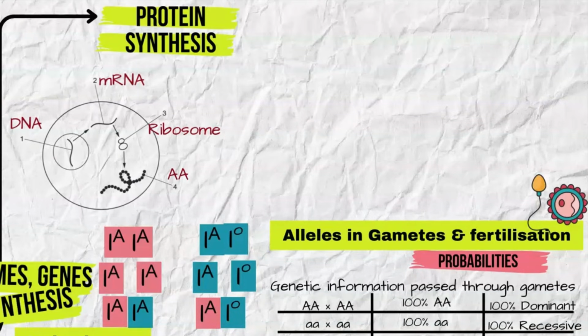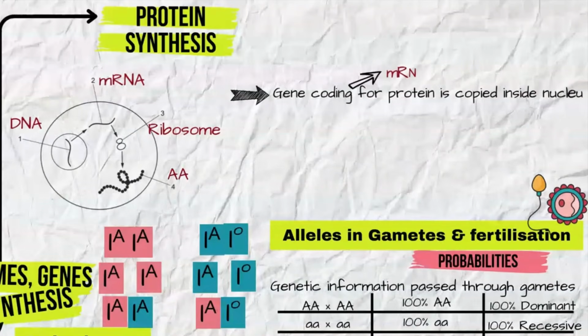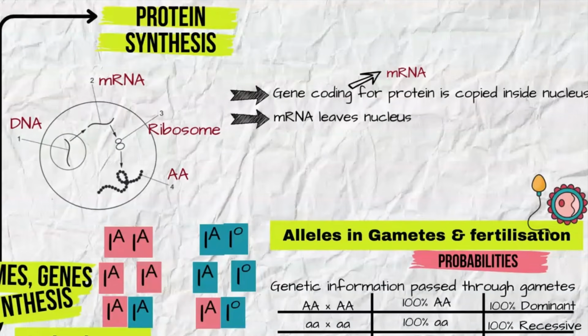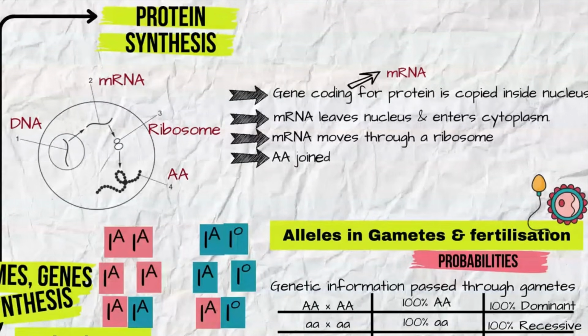Now let's go through the correct order of protein synthesis. First, the gene coding for the protein is copied inside the nucleus. This copy is called messenger RNA. Then, the messenger RNA leaves the nucleus and enters the cytoplasm. Next, the mRNA moves through a ribosome. As it passes through, amino acids are joined together in the correct order to form a protein.